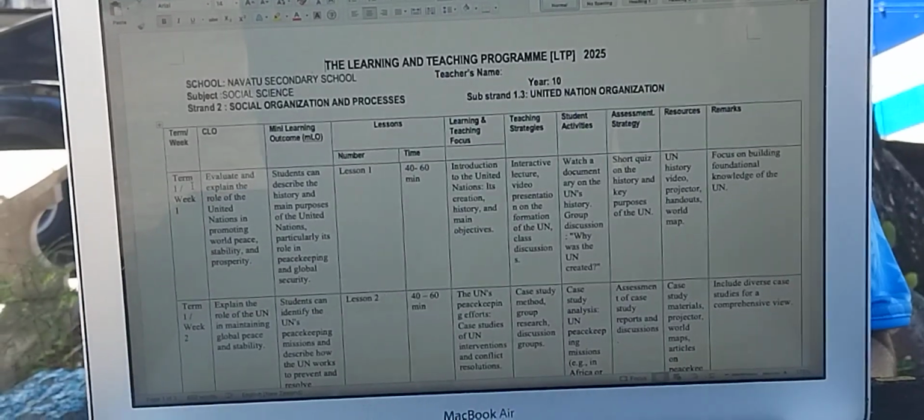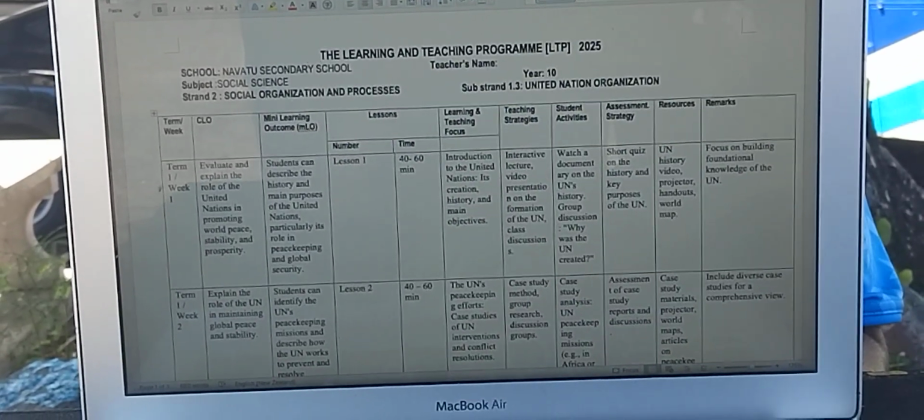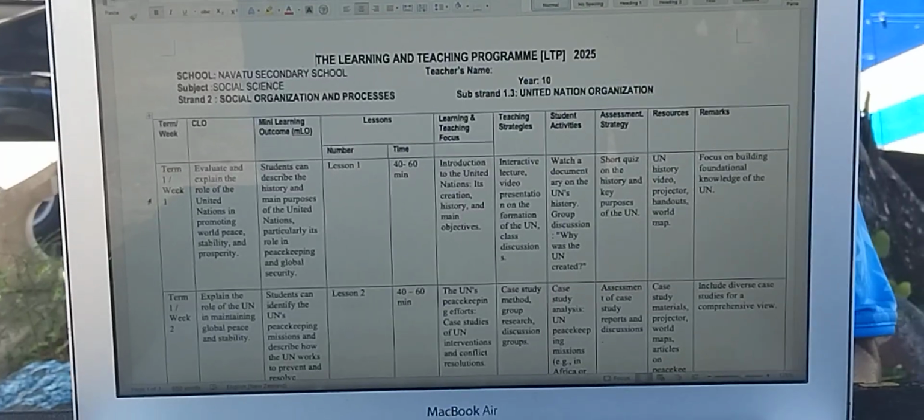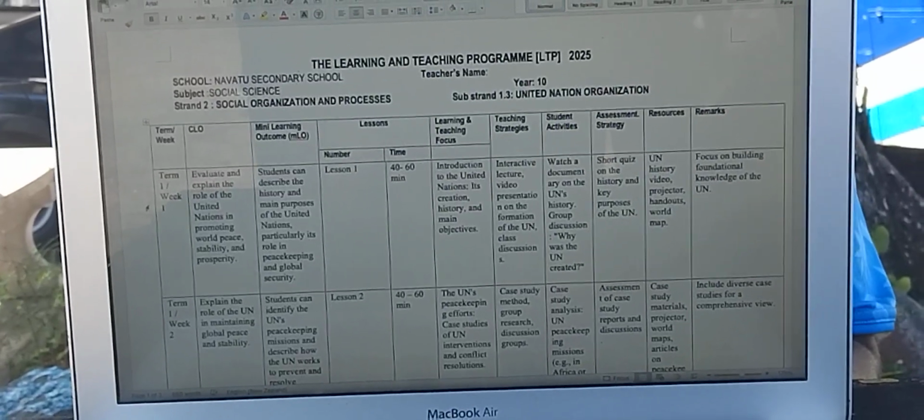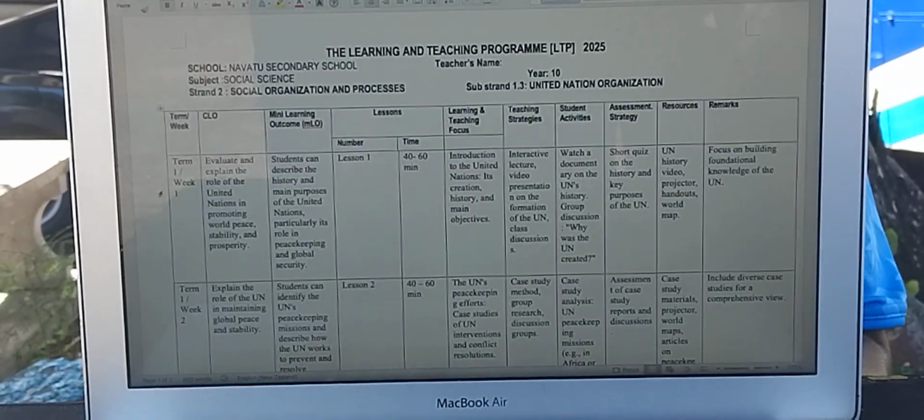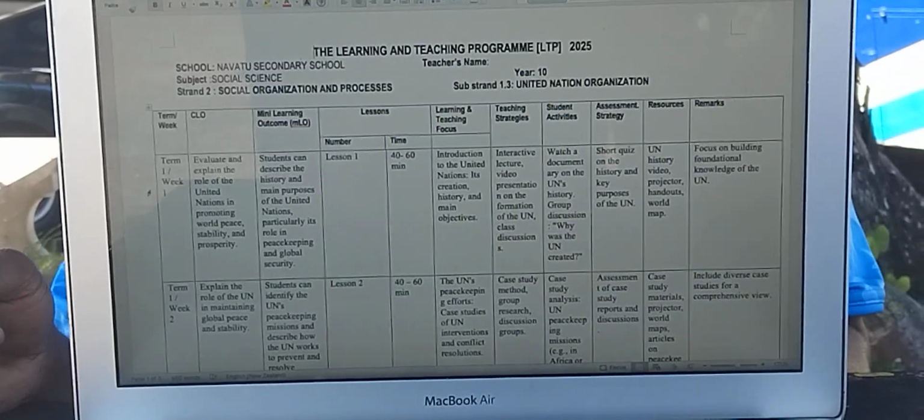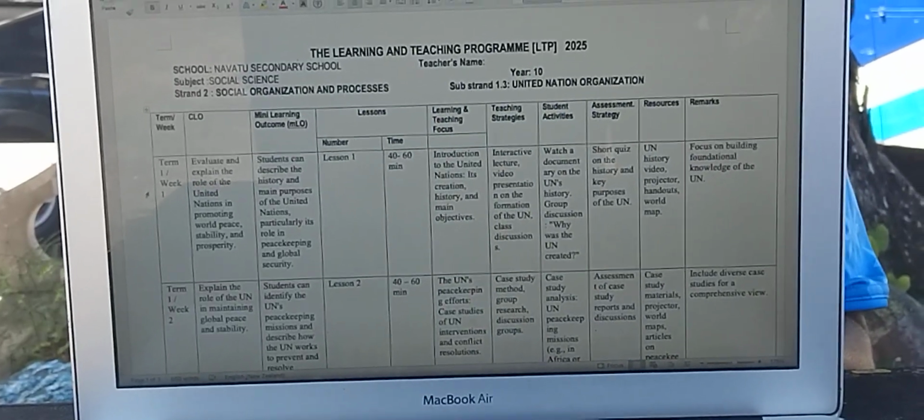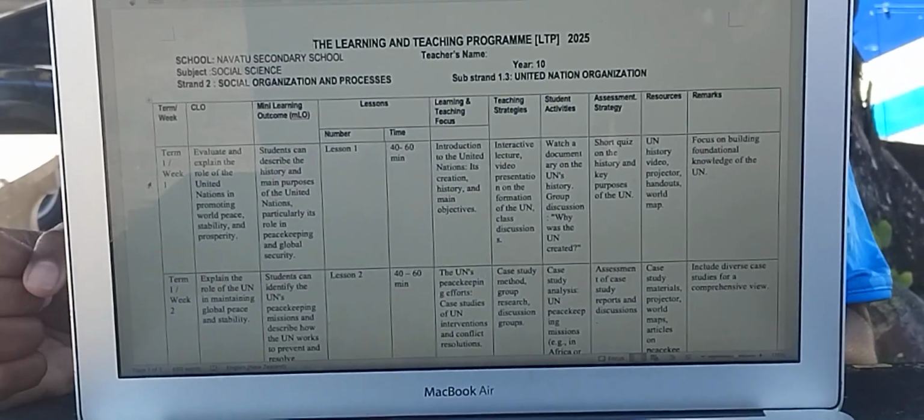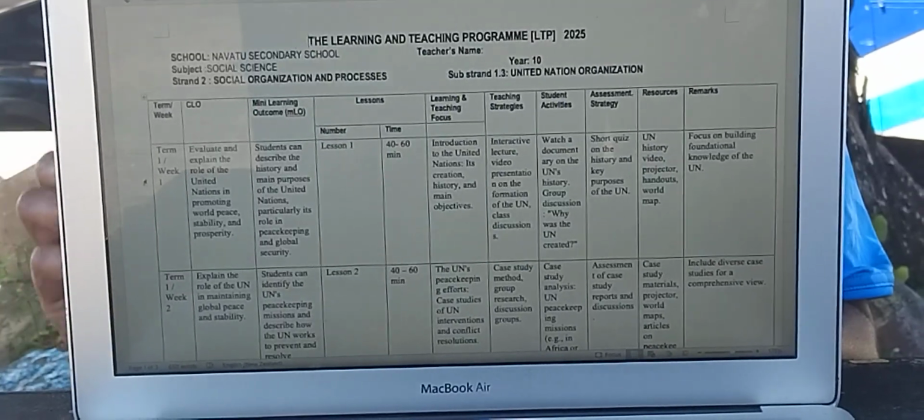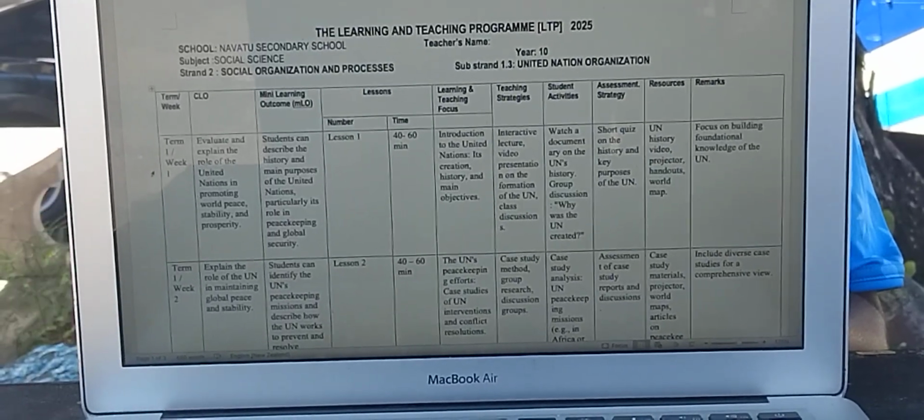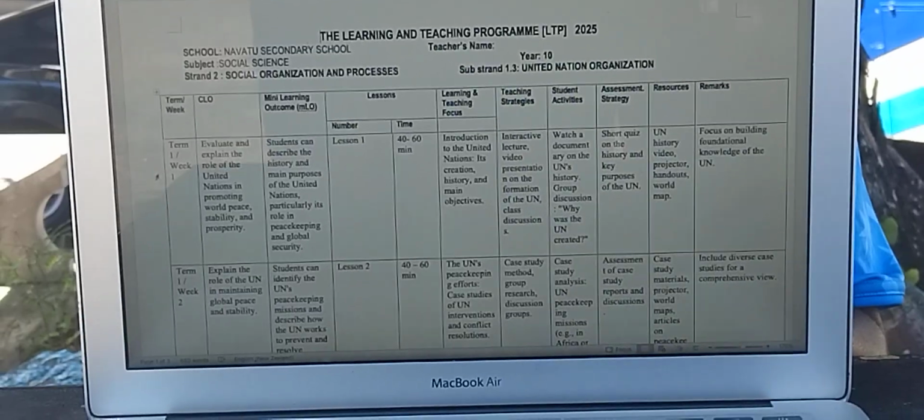As for the resources, we took this from the UN history video, the projector and the handout, and also the map. The remarks: it will be focused on building foundational knowledge of the UN.